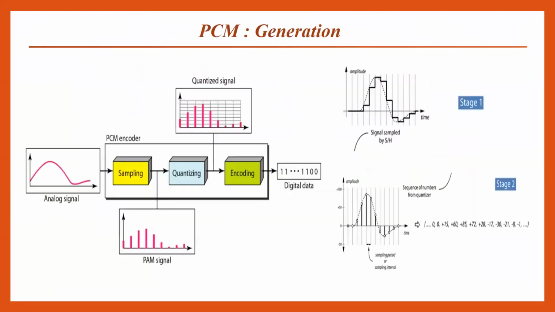You can see this in the diagram. Stage 1 shows the sample and hold output, as we have earlier discussed in the waveforms in our pulse amplitude modulation experiment. Then these signals will be assigned a particular value. For example, these levels are set here: 0, plus 15, plus 60, plus 85. The particular sample values will be set here.